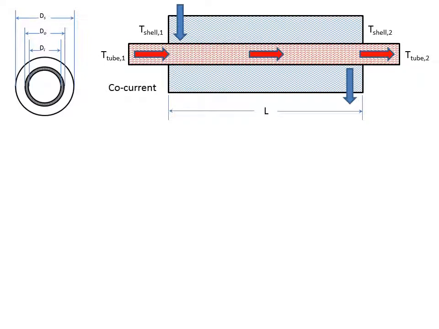If the tube side fluid and the shell side fluid enter at the same location, we call that a co-current heat exchanger. If they enter at opposite ends, then it's a counter-current heat exchanger. But the equations we're going to present for this modeling will take care of all that irrespective of what type of heat exchanger you will have.